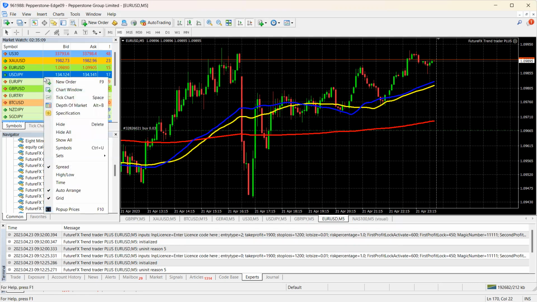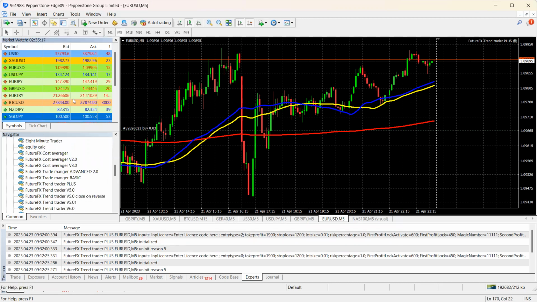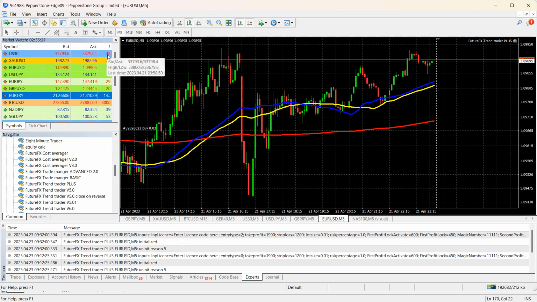If you don't have that showing, just right click and come down and check the spread, and then it will be showing. So, you can see that the spreads are all different per pair. On US 30, it's 48. So with the maximum spread setting of 30, it's not going to take out any trades. So on this broker, which is Pepperstone, if I'm trading US 30, I know that the spread quite often gets up to 48. So I'll just leave my spread setting at 50.